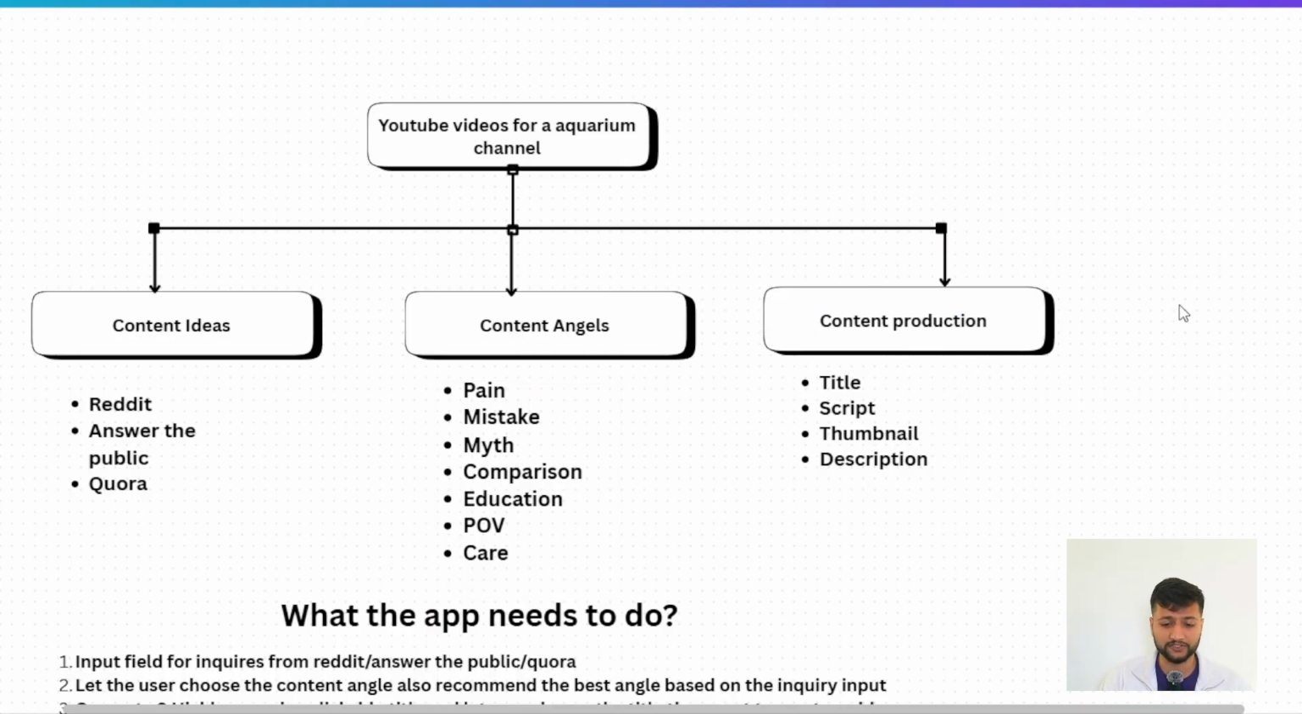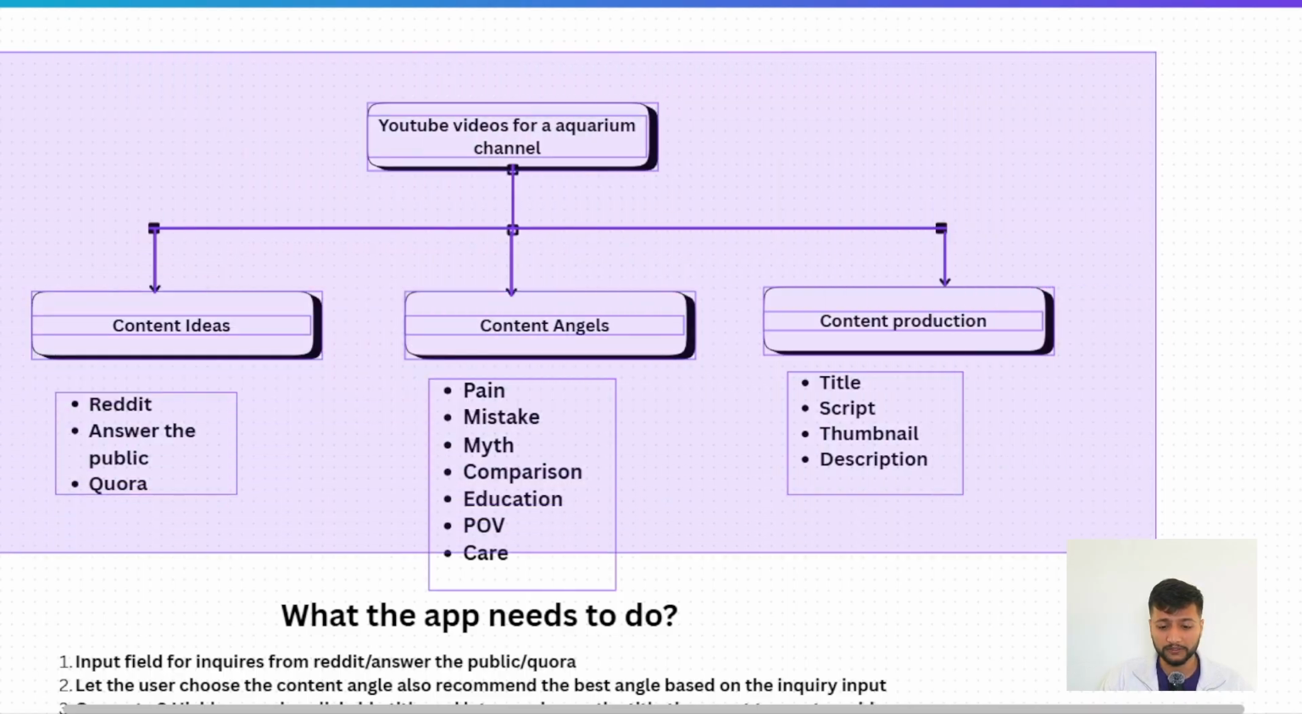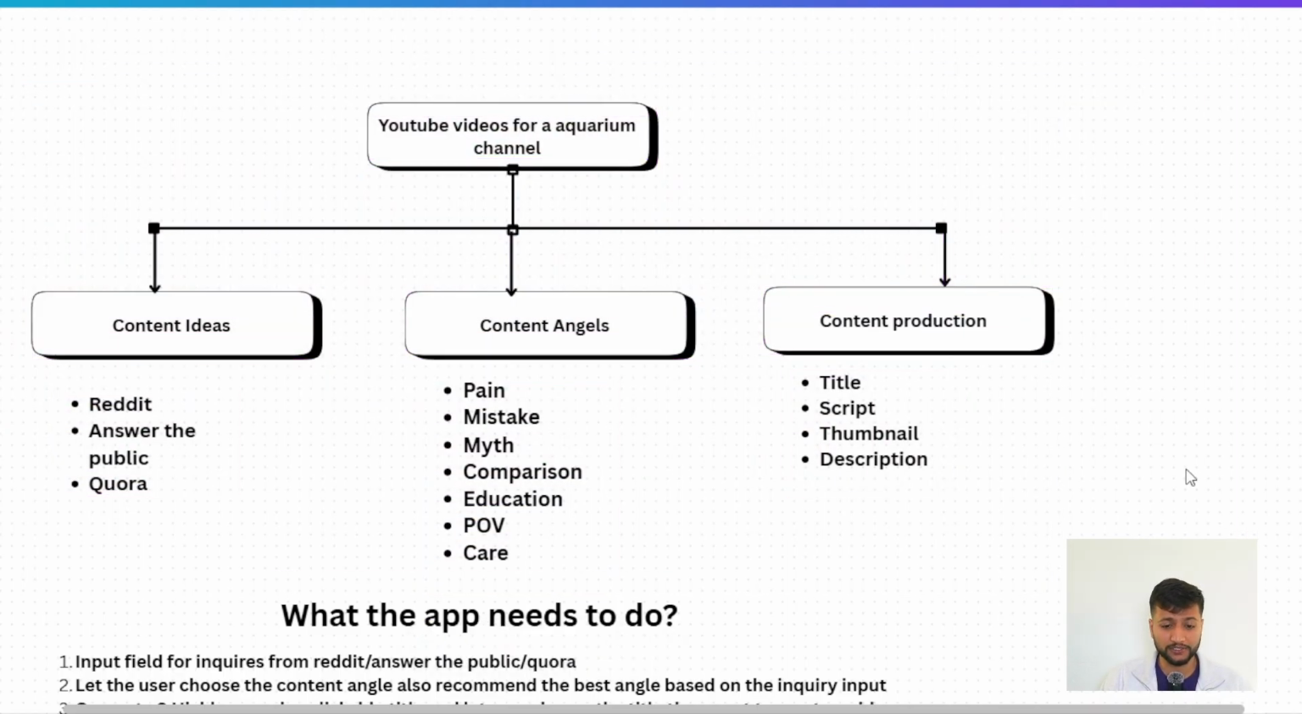Title, script, thumbnail, description. So this is the basic framework of the app. This is what it needs to do. It needs the user to input any question or query, and it will suggest the content angles. And if the user chooses one content angle, it's going to suggest titles, scripts, thumbnail, description and everything. So you're ready to produce content without having to research the internet on what kind of videos need to be created.